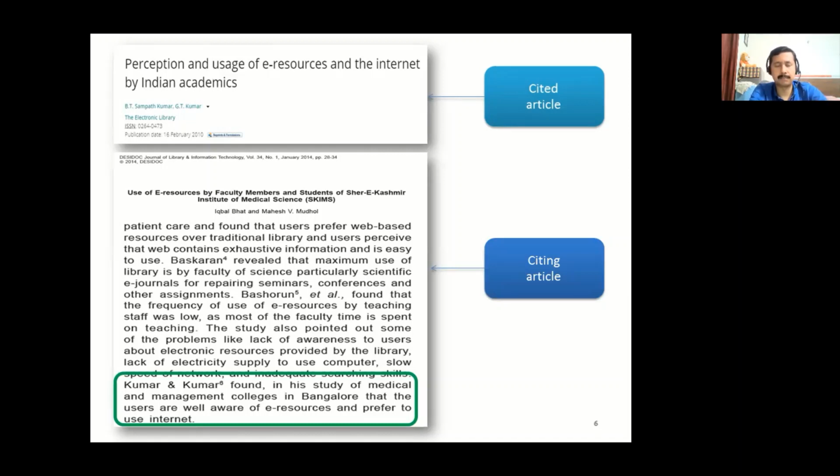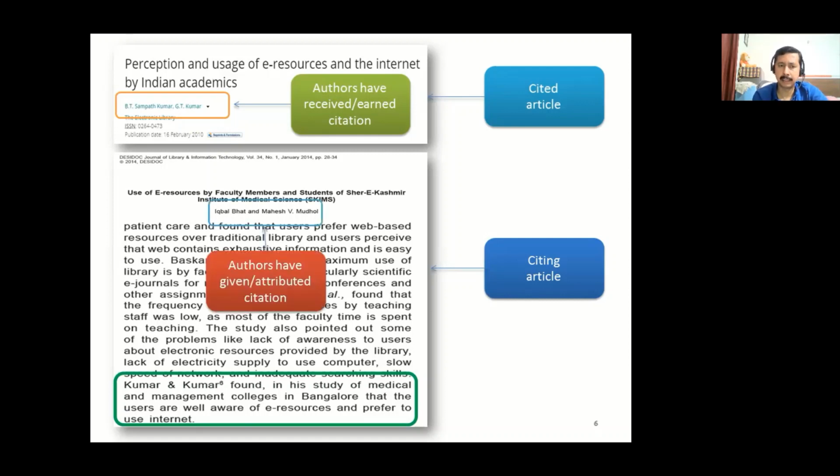By this illustration, you understand that B.T. Sampath Kumar and G.T. Kumar each have received one citation. You may call it receiving a citation or earning a citation. Receiving a citation or earning a citation adds to the credit of the authors. Whereas these two authors, Iqbal Butt and Mahesh V. Mudhol, in their article have given a citation or attributed a citation.